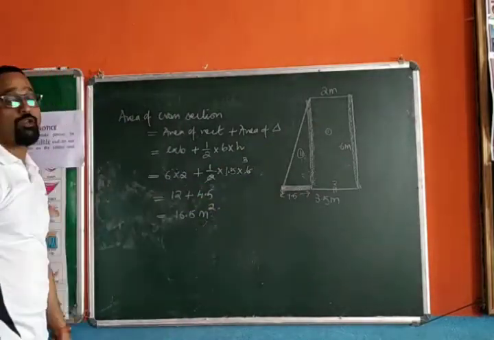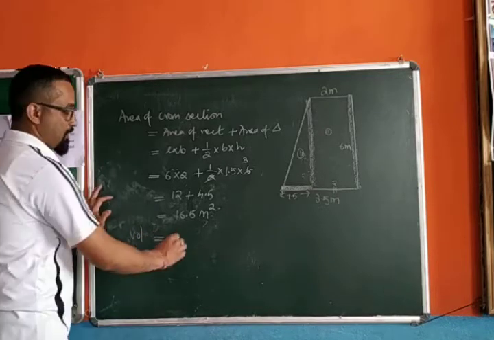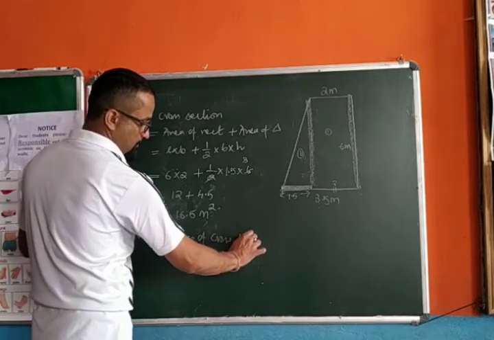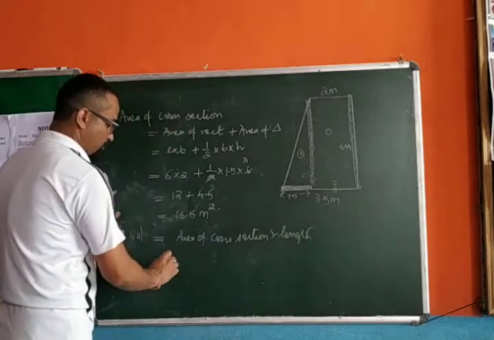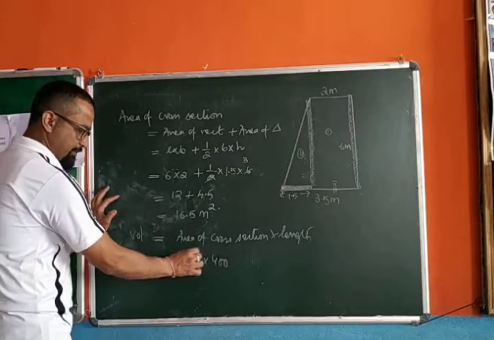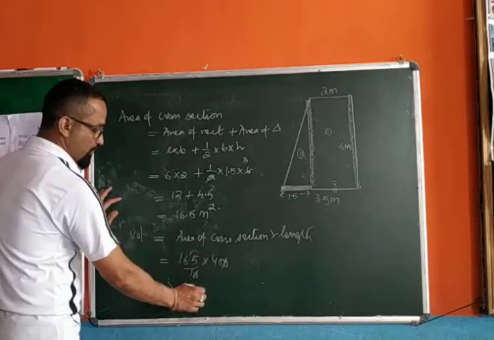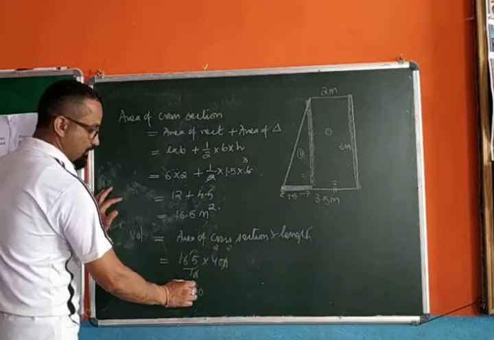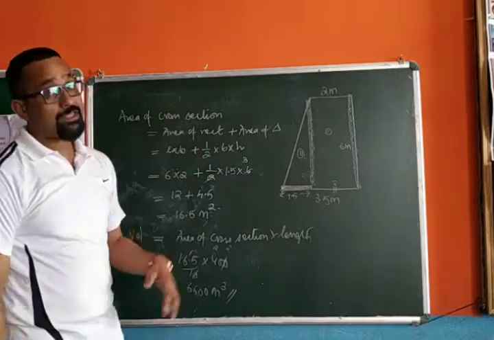Now the question says to calculate the volume. Volume equal to area of cross section into length. Area of cross section is 16.5. Length is given, 400. Remove the decimal from your 16.5 by dividing by 10. Cancel zeros. Multiply this: 165 into 40 is 6600 meter cube. So look at the diagram carefully.